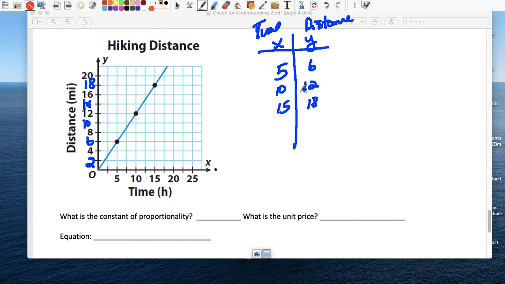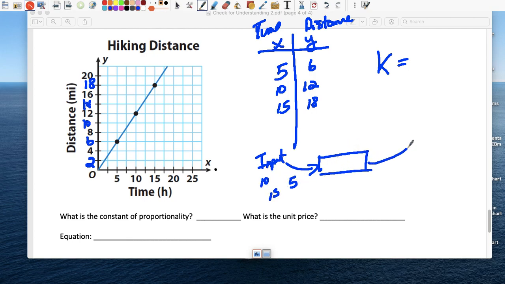So definitely proportional. Look at this. Doubles, doubles to go from here to here, triples, triples. They're equivalent ratios. So let's find a constant of proportionality anyway, because they're asking us. I should have said this before. Here's your input, your x value. You're putting in the 5, the 10, the 15. You're putting these numbers in this machine, and then something's going to come out, which is your output.